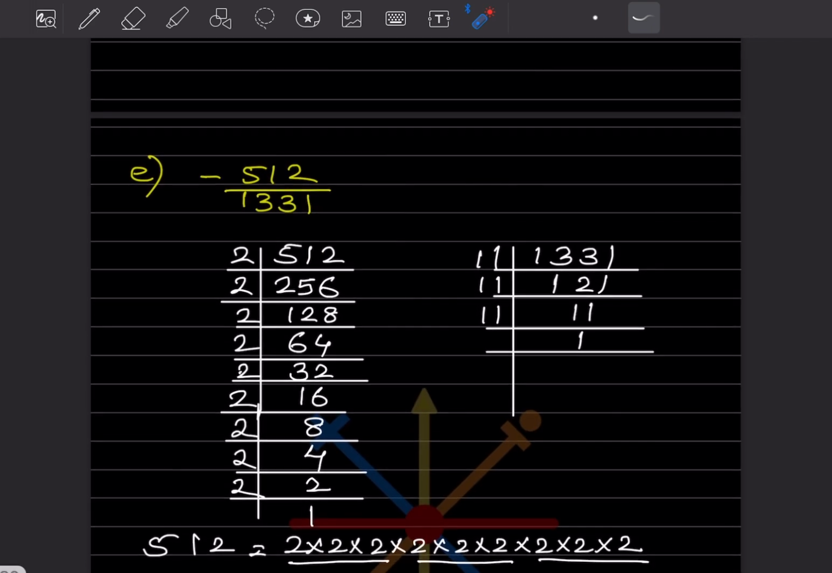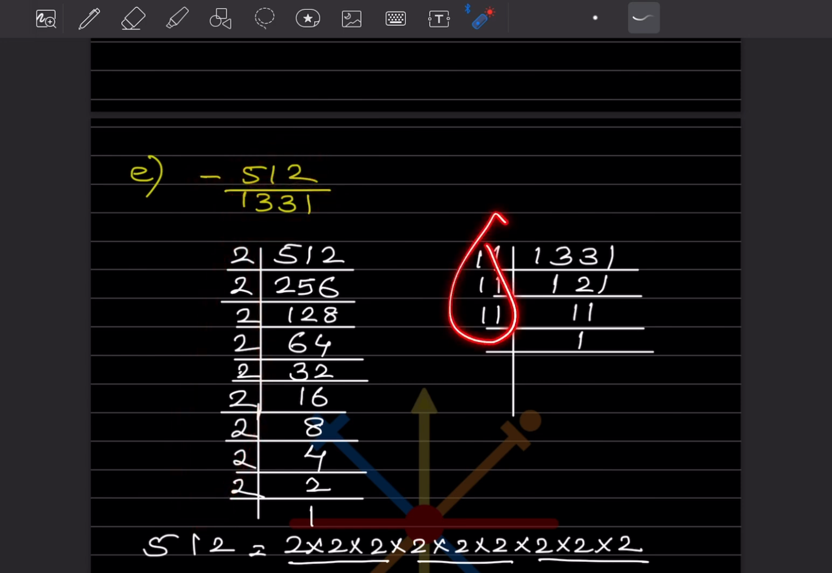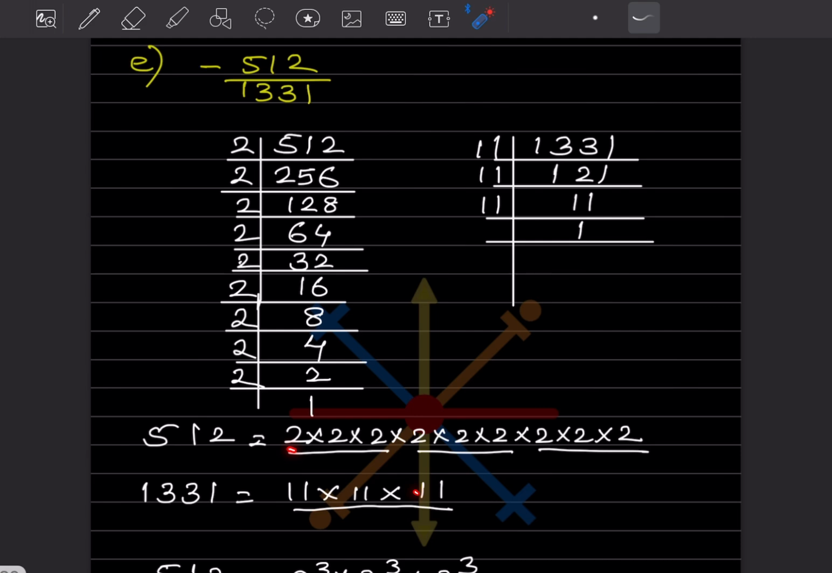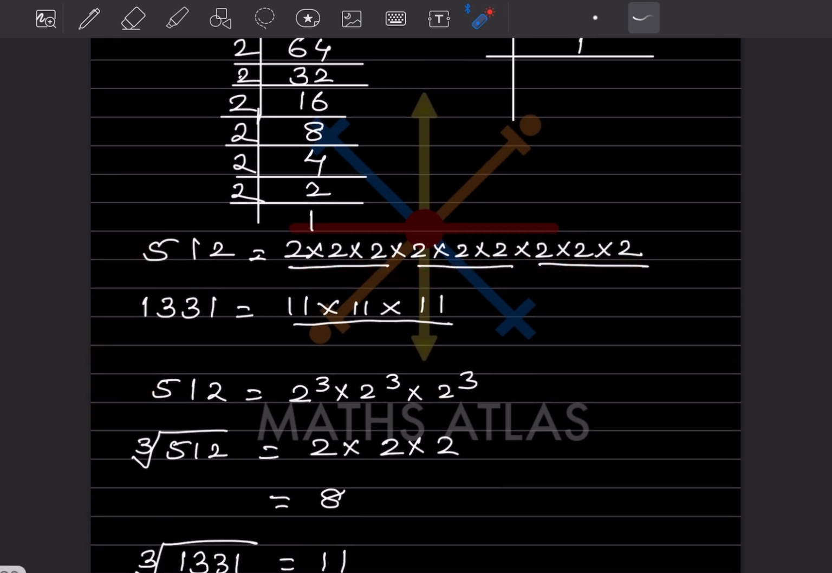Here again, first thing, you are not going to look at the negative sign. Just take the factors of this one, and separately the factors of this one, because this is in the fraction. So you get the factors here. I have written it over here. Now you are going to group them, 3 each. So now what do you get for this one? That is 2 cubed, 2 cubed, and 2 cubed, 3 times the same. So the cube root of 512, just take the base of it because all are cubes, 2, 2, and 2, that is going to be 8.